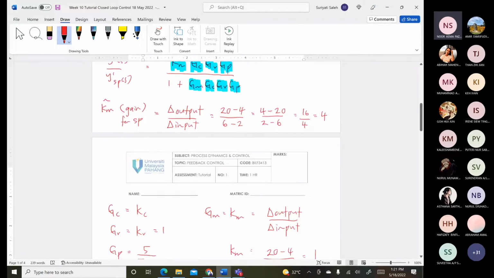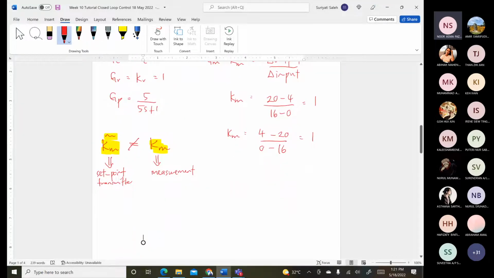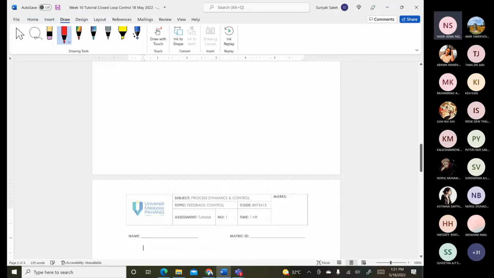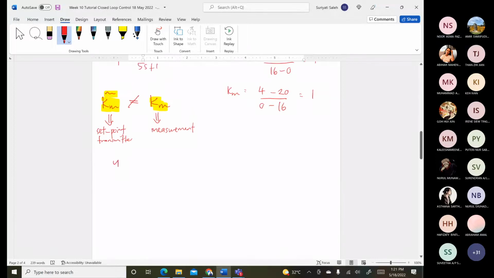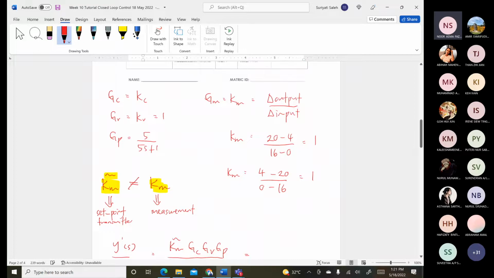So now we have all of the transfer functions. The next step concerns the substitution inside your equation. So we have Y prime S over Y prime SPS equal to Km bar GC GV GP divided by 1 plus GM GC GV GP, where the Km bar is equal to 4.